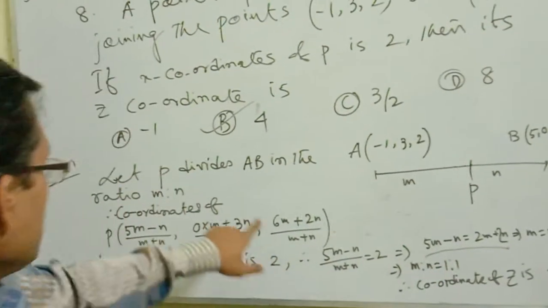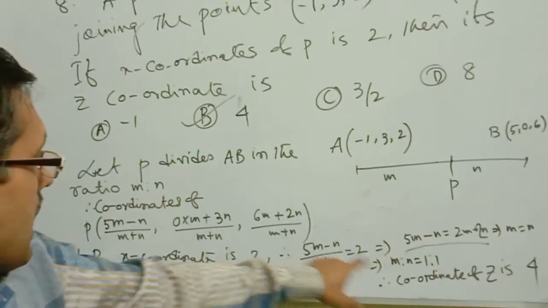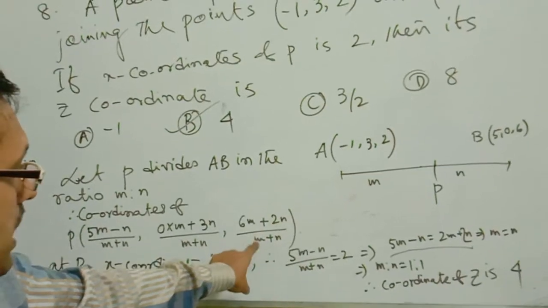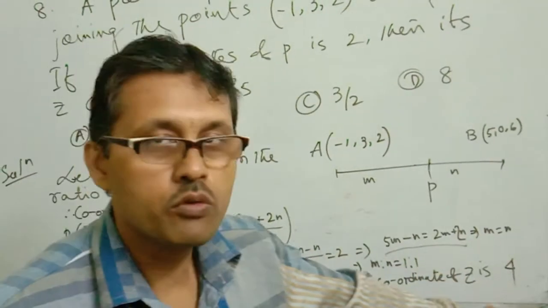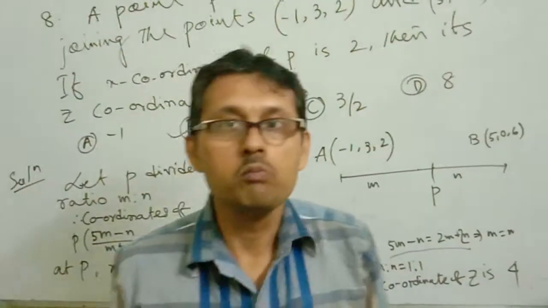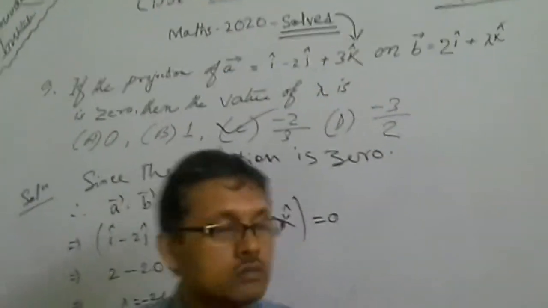Therefore, putting this value in the expression, we find the z coordinate, which is 6 plus 2 by 2, that is 8 by 2, equals 4. Means option B is the correct answer. So move on to question number 9.